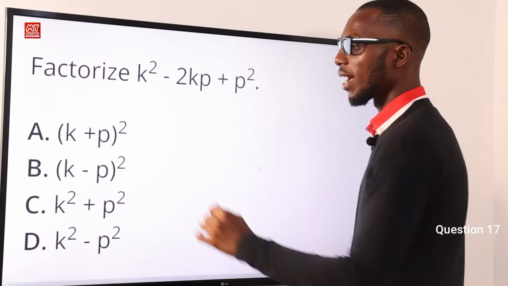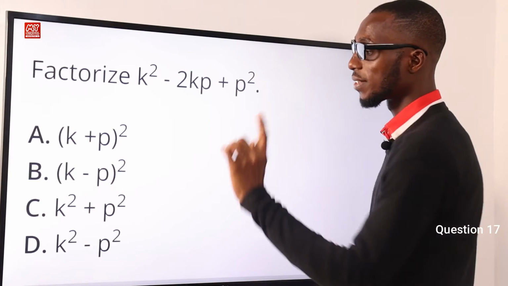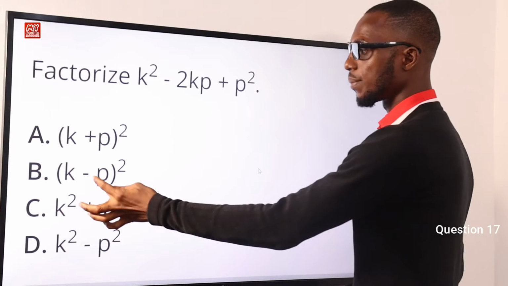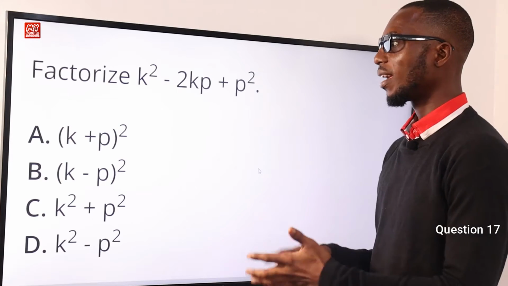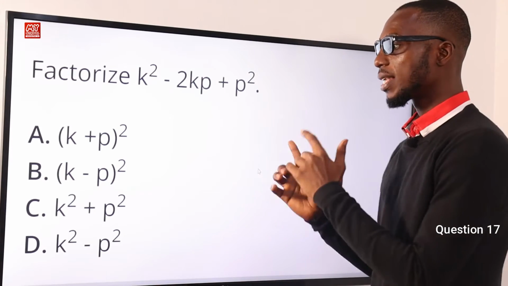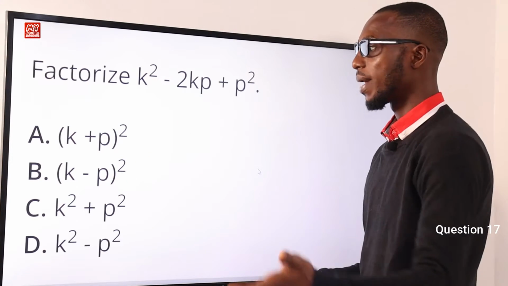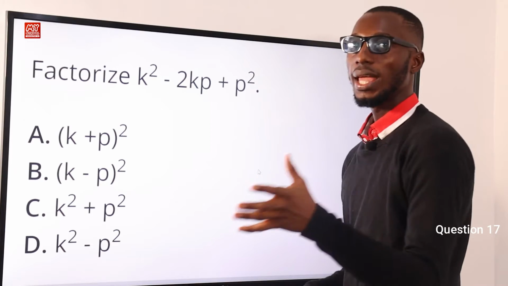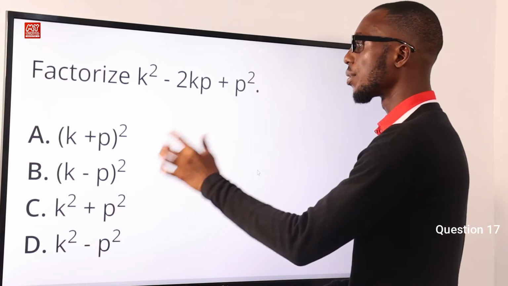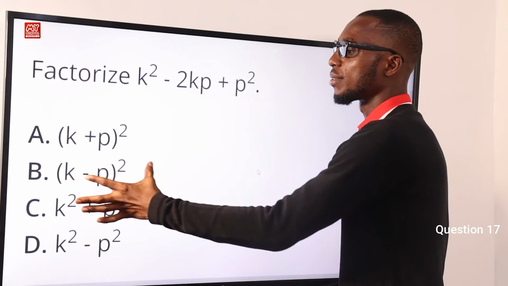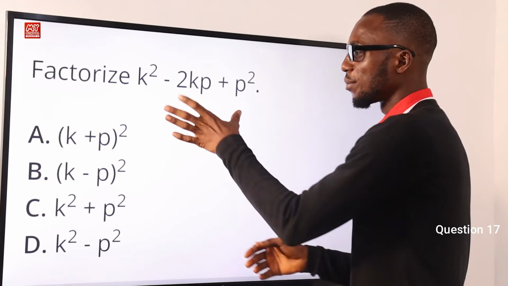If you look at option B, the expansion gives us a negative sign. That is not enough though, because this means k minus p times k minus p. So k times k gives you k squared. Then k times minus p gives minus kp, and the other one is also minus kp, so that gives you minus 2kp. The last one, minus p times minus p, gives you plus p squared. So just try out the expansion of this, all right? k minus p multiplied by k minus p gives you this.